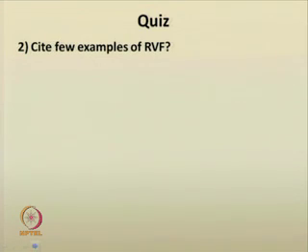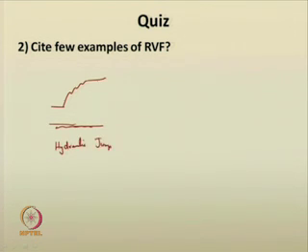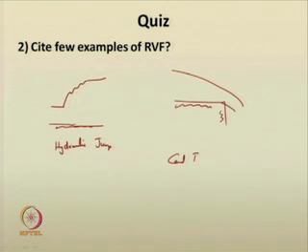Your next question asked was, cite a few examples of rapidly varied flow. I will just give it in a figurative way again. The standard example is the hydraulic jump. This is an example of rapidly varied flow. Another example is canal fall or canal drop. We suggested that. This has a rapidly varied flow profile.